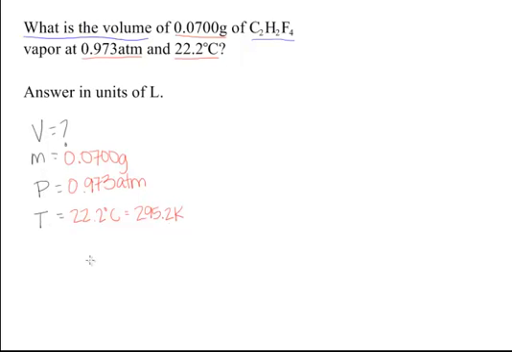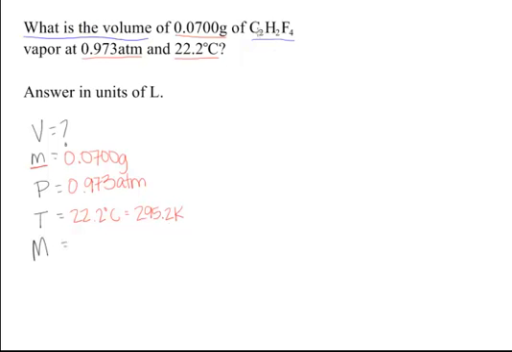Now looking at this, I see that I have volume, mass, pressure, and temperature. I don't have any second volumes or second pressures or second temperatures, so I know that I'm not going to be using the combined gas law. And since I do only have one of everything and I have mass, I know that more than likely I'm going to be using that version of PVnRT that contains mass and molar mass, which is where this compound comes in, because I am going to need its molar mass.